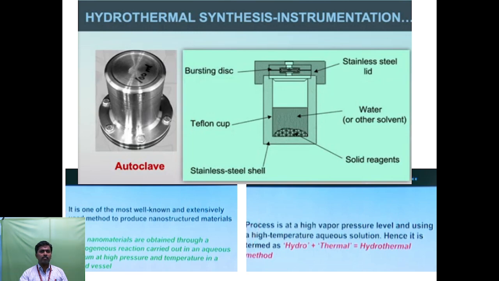Next method is hydrothermal synthesis. It's a diagrammatic representation; here there are autoclave, Teflon cap, plastic disc, stainless steel lid, water as a solvent, and a solid reagent. Stainless steel is the main part involved in the hydrothermal synthesis. It is one of the most well-known and extensively used methods to produce nanostructured materials. Here nanomaterials are obtained through a heterogeneous reaction carried out in aqueous medium at high pressure and temperature in sealed vessels.